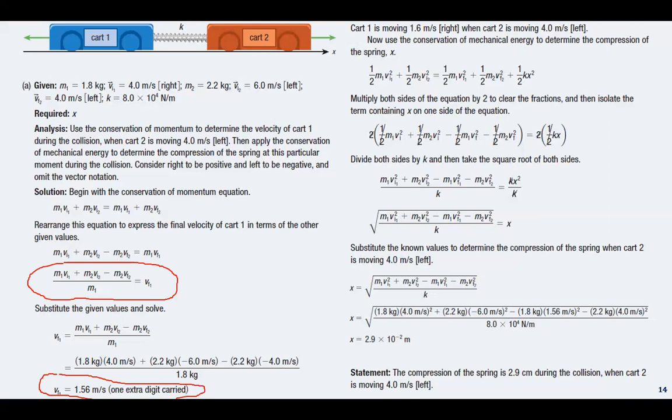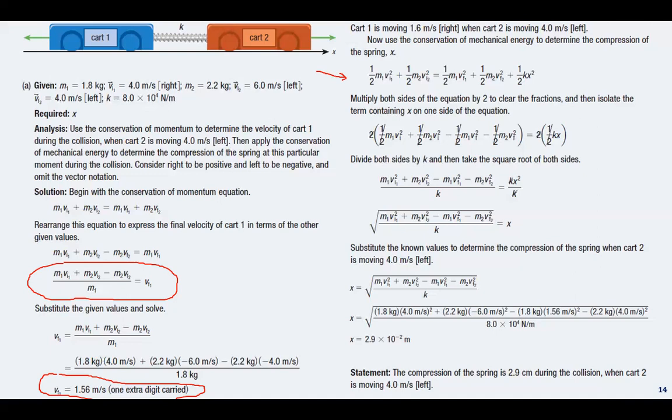Now use the conservation of mechanical energy to determine the compression of the spring, which is denoted by x. We have this equation here, which means the total mechanical energy in the initial state should equal the total mechanical energy in the final state. So in the initial state, there are only kinetic energies from the two objects. In the final state, we have the kinetic energies of the two objects plus the elastic potential energy from the spring.